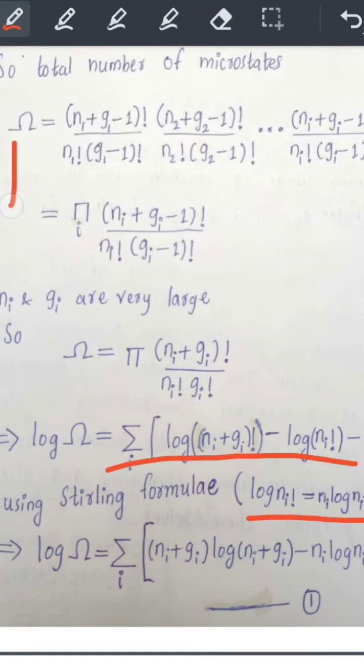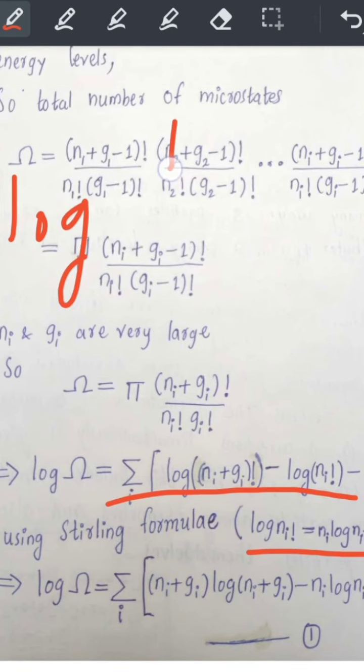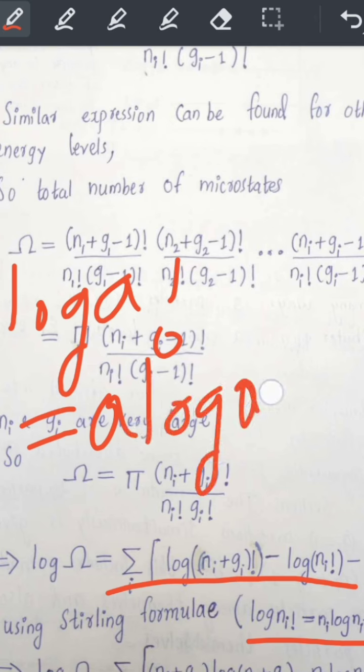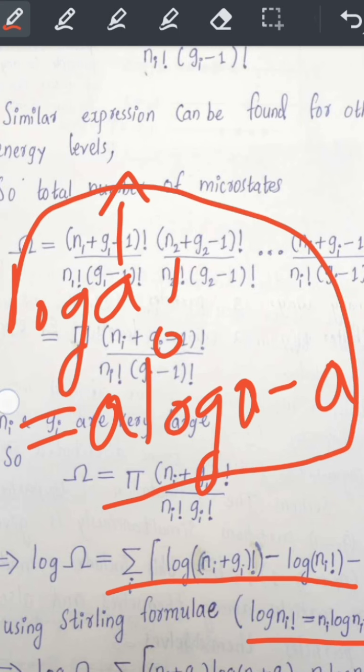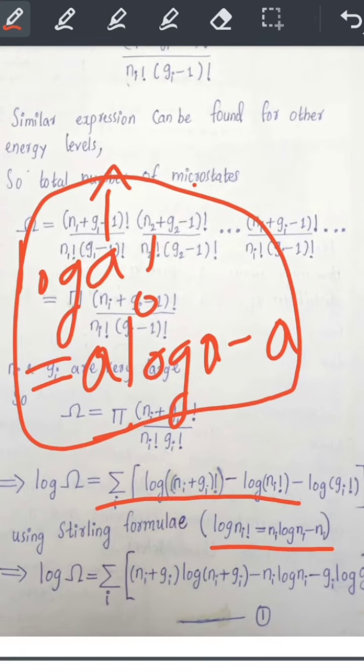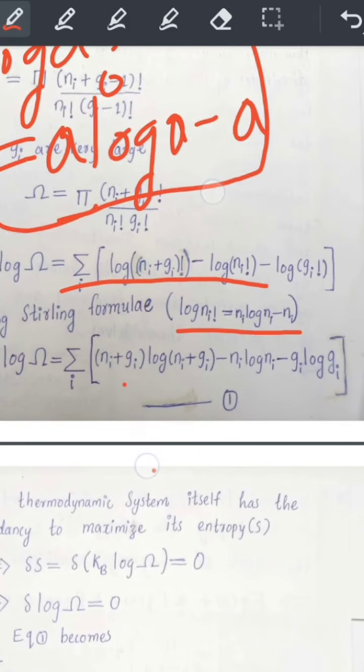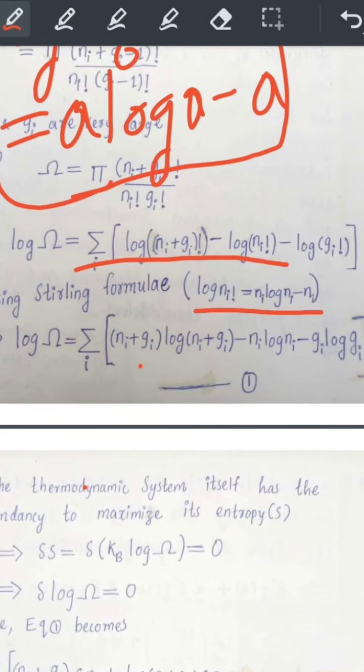That is, if we need to expand log a factorial, that is actually equal to a log a minus a, with the condition that this a should be very large. If this a is very large, we can use this approximation. This is actually an approximation only true for very, very large a's, that is, a is very much larger than zero. So we already know that the Ni, the number of particles distributed in each energy level, are very large, much larger than zero. So we can simply use the Stirling formula to approximate these factorials here.